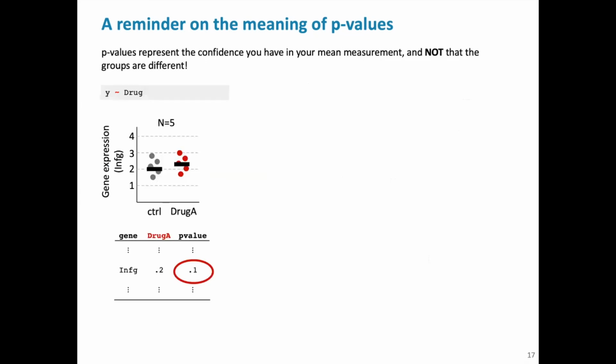And another thing that you should remember is that the p-values represent the confidence that you have in your measurement comparing the groups, and not showing that the groups are actually different. So for example, if you model the drug comparing these two conditions, control and drug A, with n equals 5, and then you see p-value 0.1.